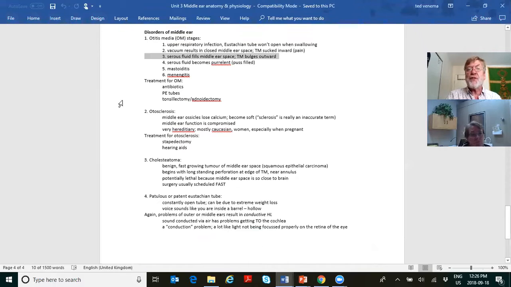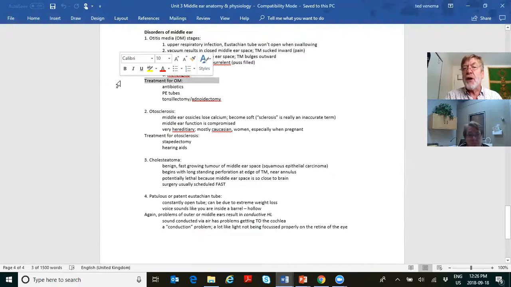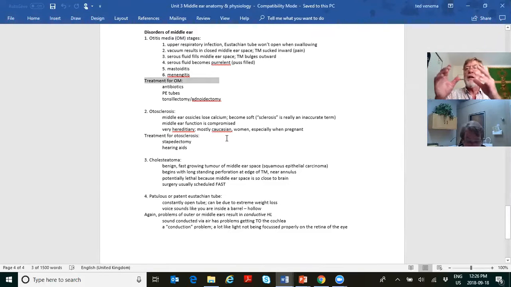So the treatment for otitis media is three-pronged: antibiotics, pressure equalizing tubes, or T and A, tonsillectomy and adenoidectomy. Adenoids are glands behind your nose, in your sinuses. So they tend to do tonsillectomy and adenoidectomy to get rid of them. And what are the tonsils and adenoids for? They are natural bacteria absorbers. Well, you take them out, I guess. What happens? I don't know. You don't have them anymore.